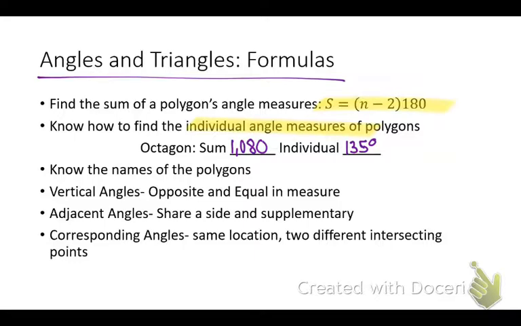Okay, do you guys remember your angle relationships? Pull your pants up. Pull your pants up. Do you guys remember your angle relationships? Do you guys remember? No.